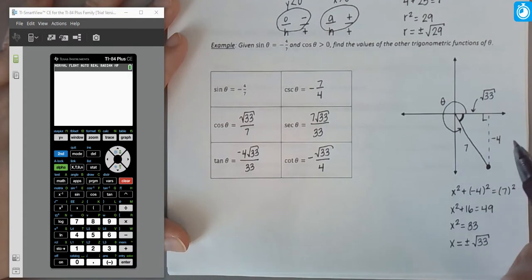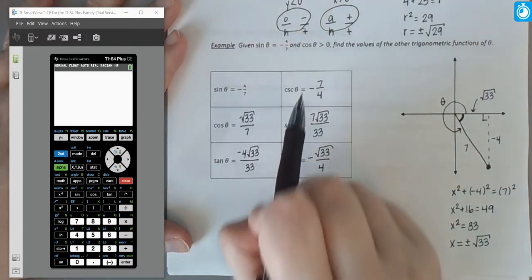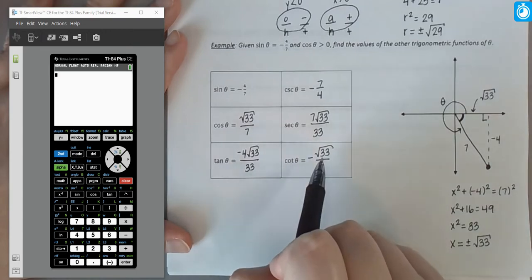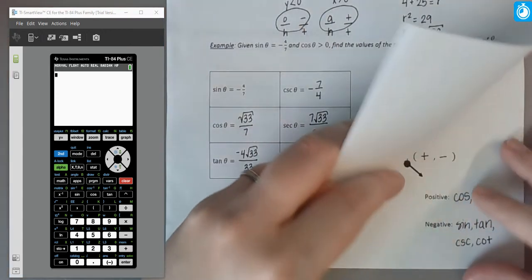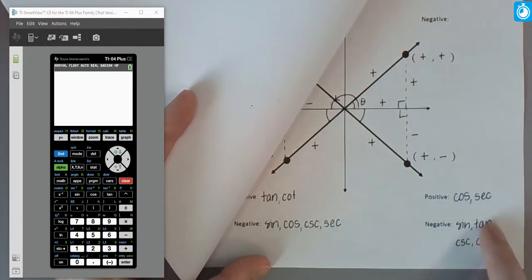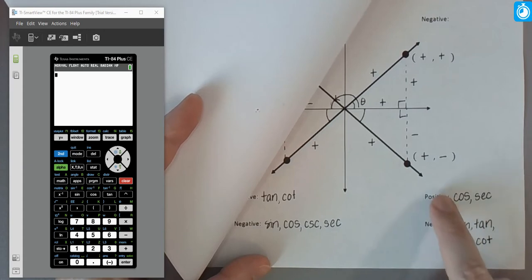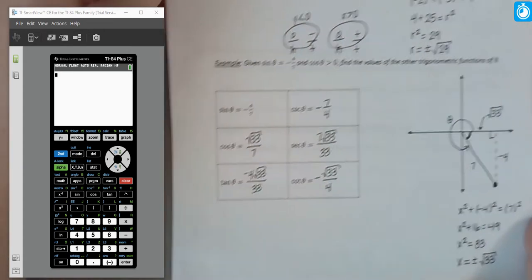So again, let's double check. Did we end up with the same signs that we expected to end up with? So we determined that sine, cosecant, tangent, and cotangent were all negative, and then cosine and secant were both positive. Does that match up with what we anticipated? Well, sine, cosecant, tangent, and cotangent are all negative, and then cosine and secant are both positive. So it does match up with what we anticipated.